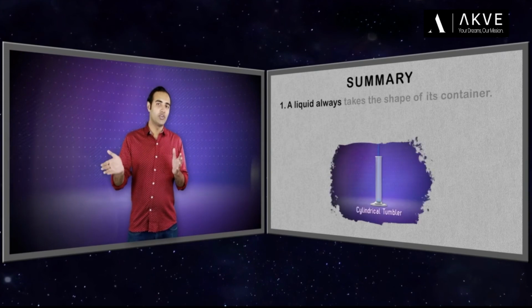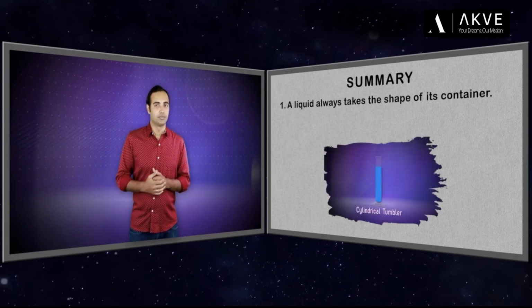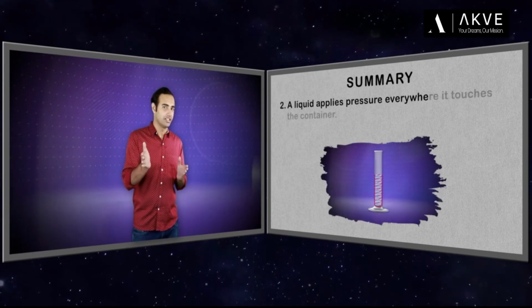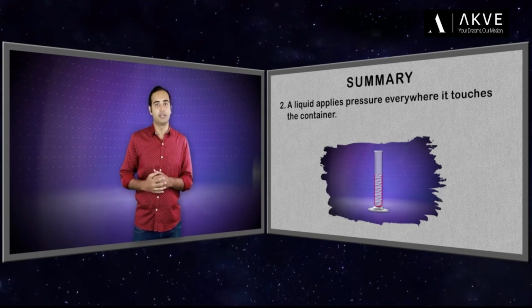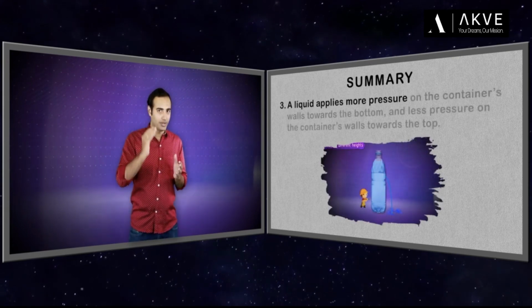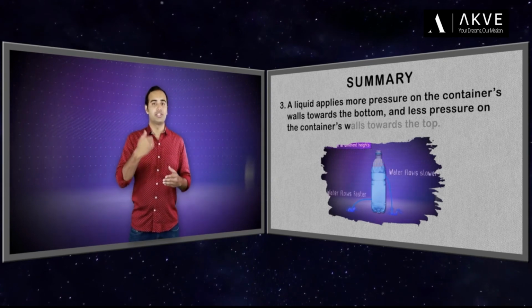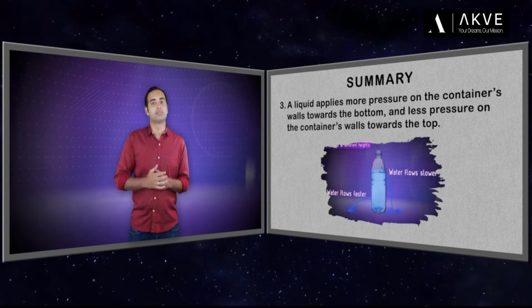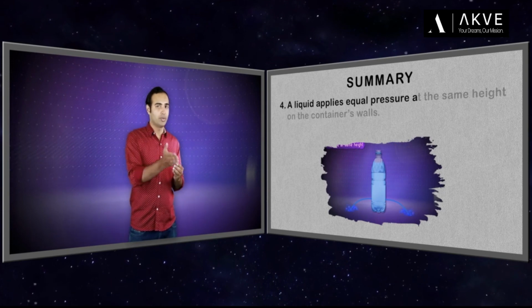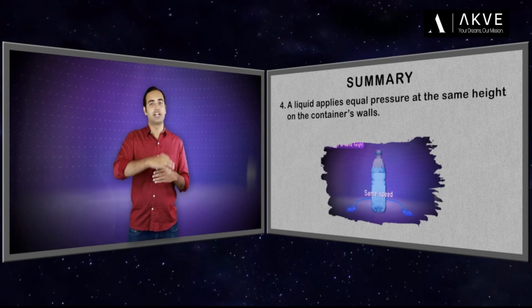A liquid always takes the shape of its container. A liquid applies pressure everywhere it touches the container. A liquid applies more pressure on the container's walls towards the bottom and less pressure on the container's walls towards the top. A liquid applies equal pressure at the same height on the container's walls.